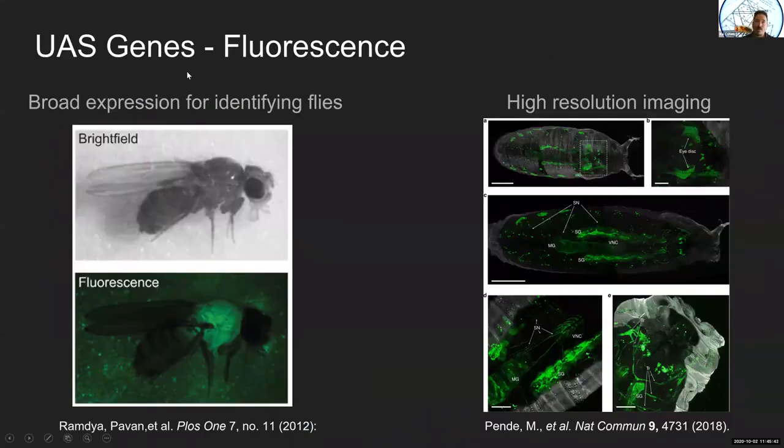You could have the UAS genes code for fluorescence. So you can take a fly. This is what it looks like in bright field, but you could just as easily make it fluorescent. Now you can keep track of the flies that have a particular genetic mutation. You can cross those genes with other Gal-4 mutants that will allow you to fluoresce individual components of the fly in different stages of development.